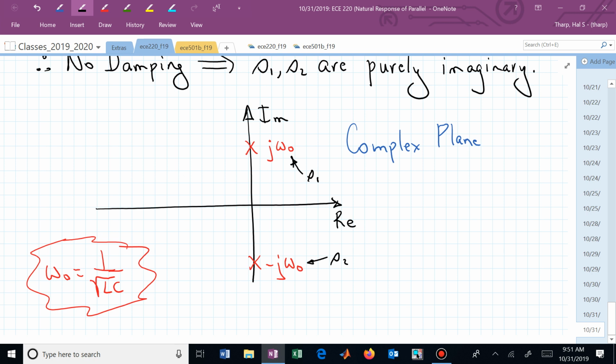So I'm just going to indicate these locations with x's so that it will be consistent with subsequent material that you have moving forward.